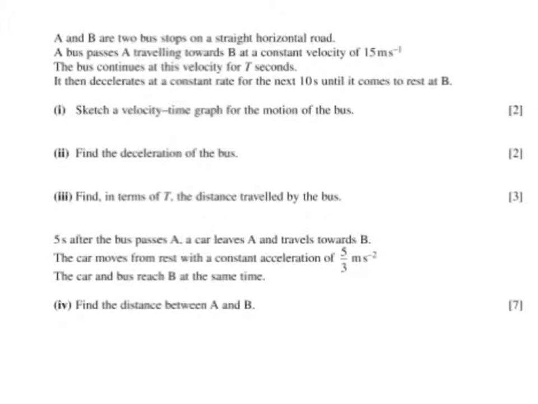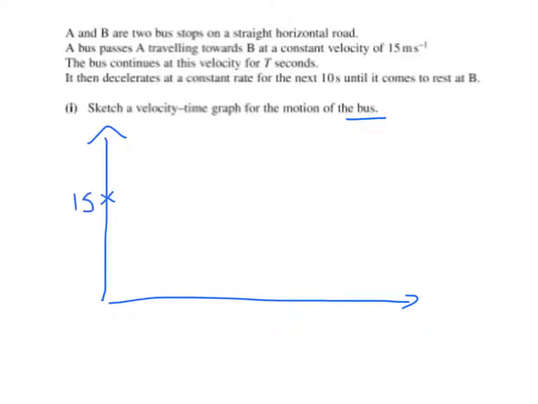Question 3, hardest question on the paper, a genuine last question of a past A-level paper. So it's a grade A question. Part 1, we're asked to draw a velocity time graph for the bus. So we have a bus passes A, travelling towards B at a constant velocity of 15. Maintains this for t seconds and then decelerates at a constant rate for the next 10. So that's t plus 10.